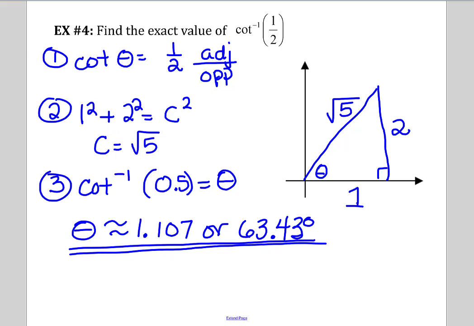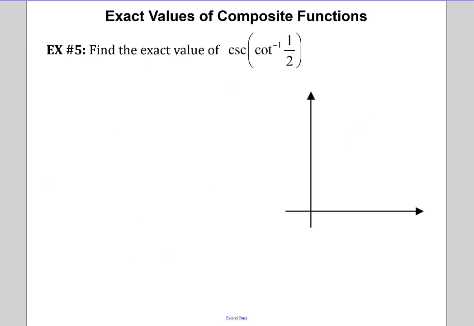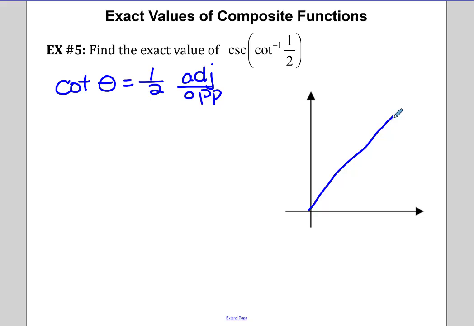And then example 5, this is a composite function now. So not only do I have to draw the triangle, I also have to find the cosecant of that angle of interest. So first of all, we want the cotangent of our angle to be 1/2, and we said earlier that would be adjacent divided by opposite. So this is just the same triangle.